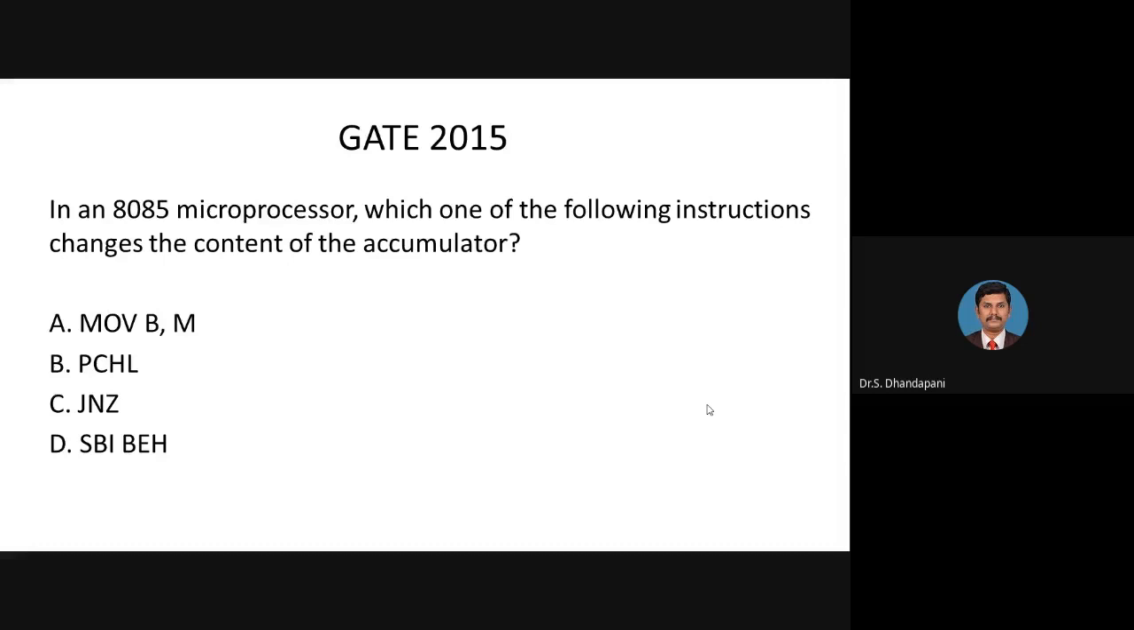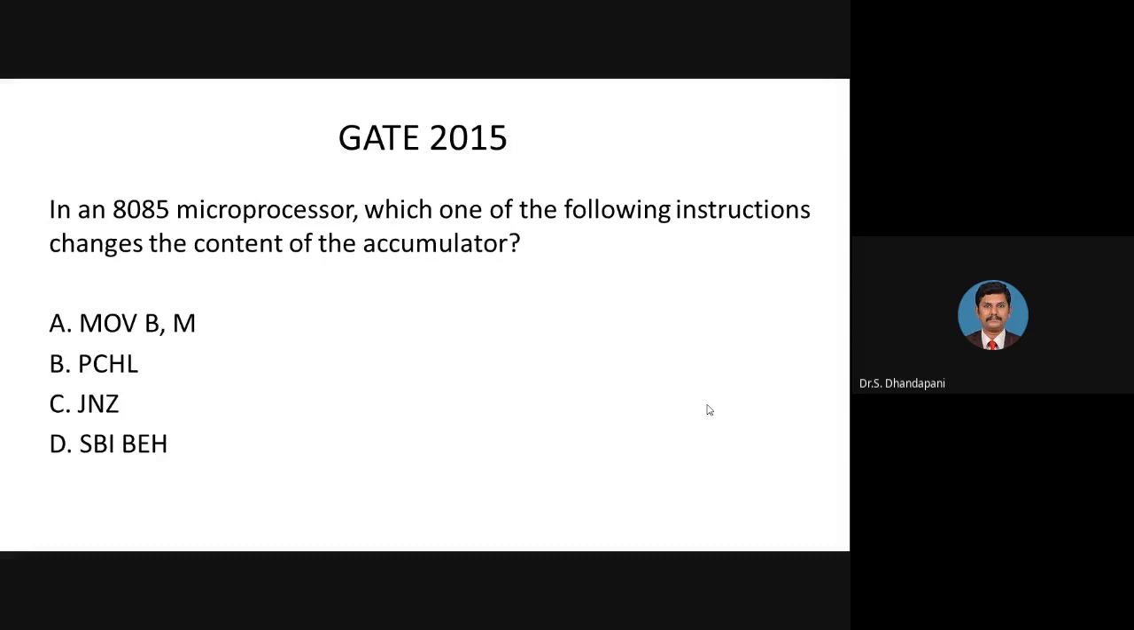The first instruction, MOV B, M, means data is moved from a memory location to B. The meaning of M is memory location. The address of the memory location is given by the HL register pair. So from a memory location, the data is transferred to the B register. That means the accumulator is not at all affected.